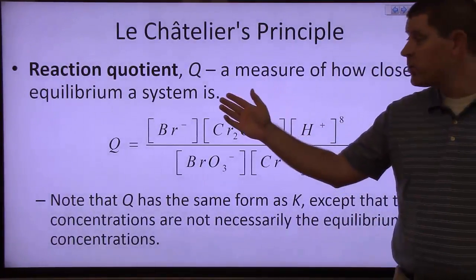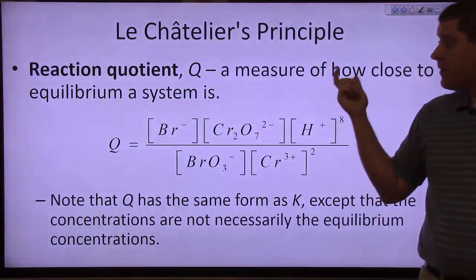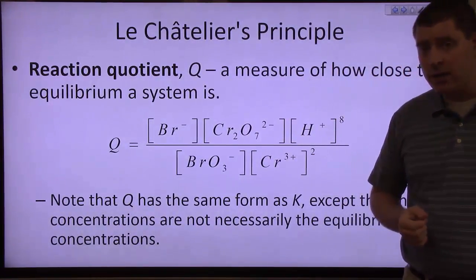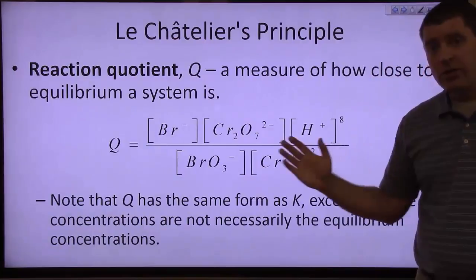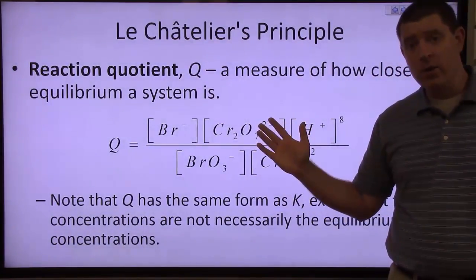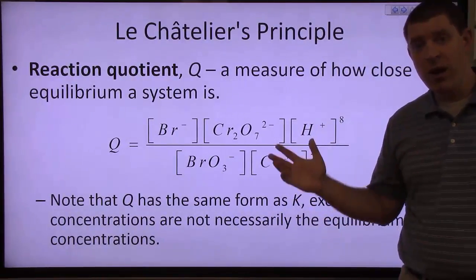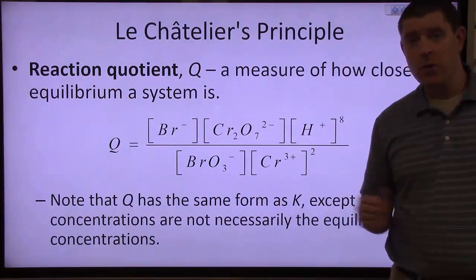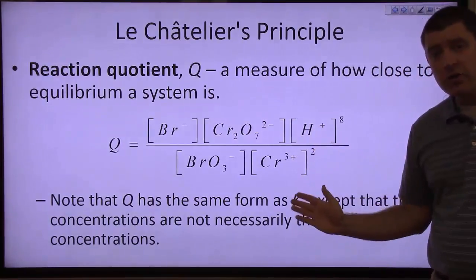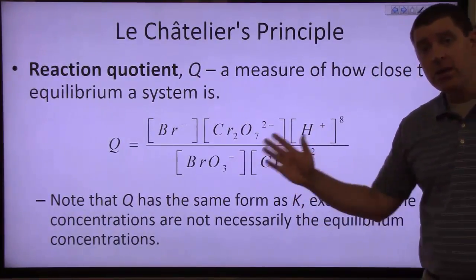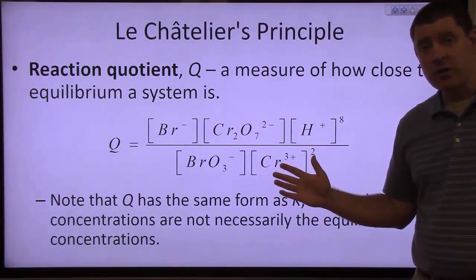Now the reaction quotient, which we symbolize Q, is similar to K, the equilibrium constant, but the reaction quotient is a measure of how close to equilibrium a system is. The form of the equation is exactly the same as it was for K. It's just that with K, we had to be at equilibrium. With Q, we do not have to be at equilibrium. We can take any state of our system and compare it to the equilibrium state. So another way of saying that is that Q has the same form as K, but in K, these concentrations had to be the concentrations at equilibrium. In Q, they don't have to be the concentrations at equilibrium. We could be at equilibrium, but they just have to be the concentrations at some time.